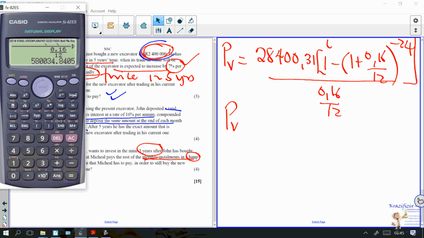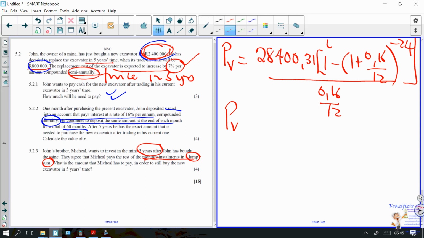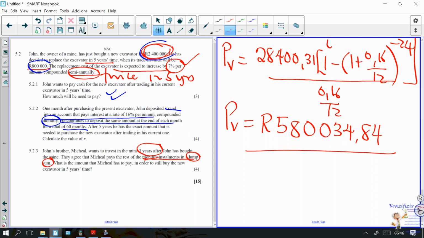580,034. All right, that is 580,034. So what they are owing after 36 months, 3 years, would be 580,034.84. Guys, this is how we work with financial maths. This is the basic financial maths questions. All right, quickly, we run to question number 6.